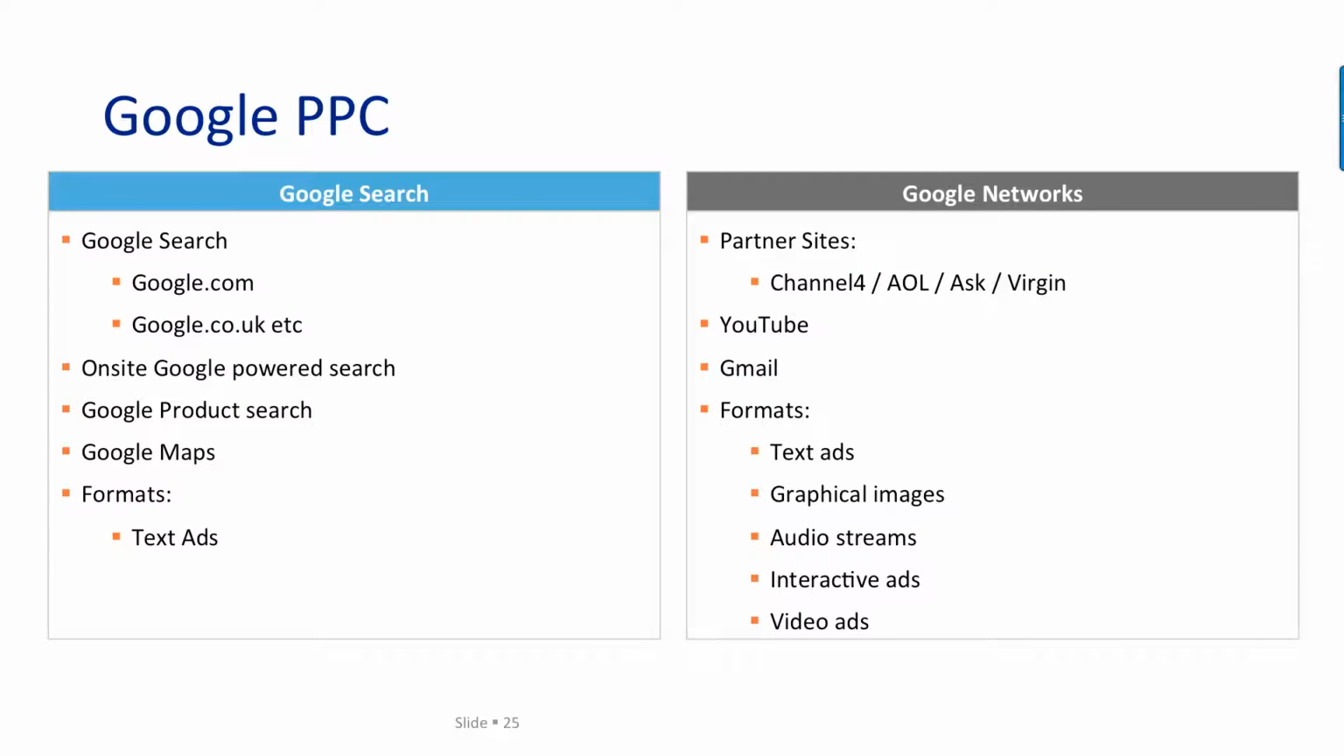So that little video showed you how Google search works. There are two distinct parts of Google pay-per-click: the search side, and the Google Networks or the Google display side. Within the search side, which is what that video is about, your advert will appear, usually as a text advert in a search format. On the Google display side, you can have lots of different types of adverts: graphic ads, video ads, audio streams, lots of different formats of ads.